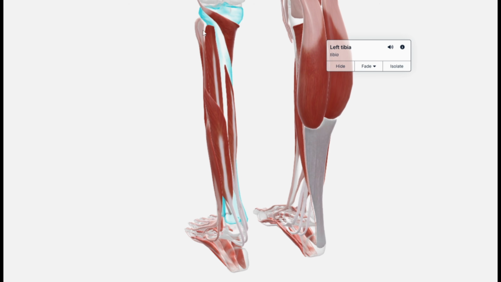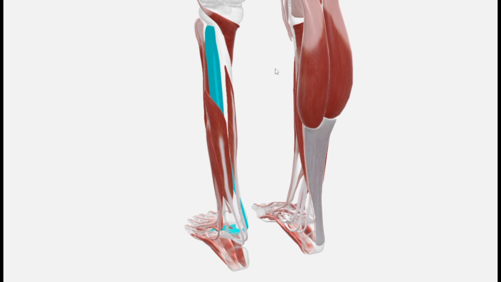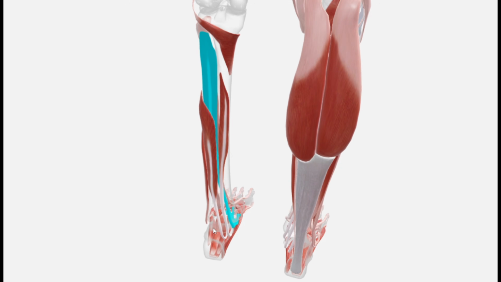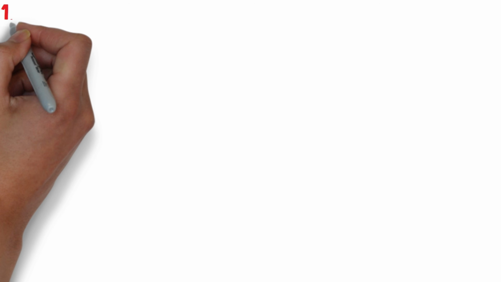Let's have a look. This is the tibia. And this is the fibula. The muscle highlighted is the tibialis posterior, which attaches to the plantar surfaces of the tarsal bones, as you can see. With this, we move on to the last compartment of the leg, the lateral compartment, which has only 2 muscles.